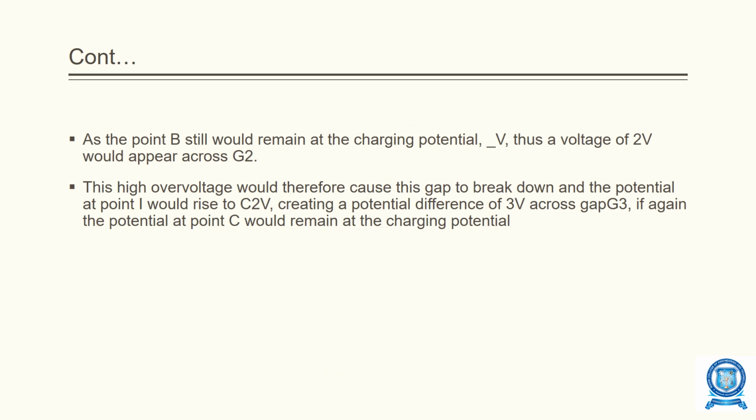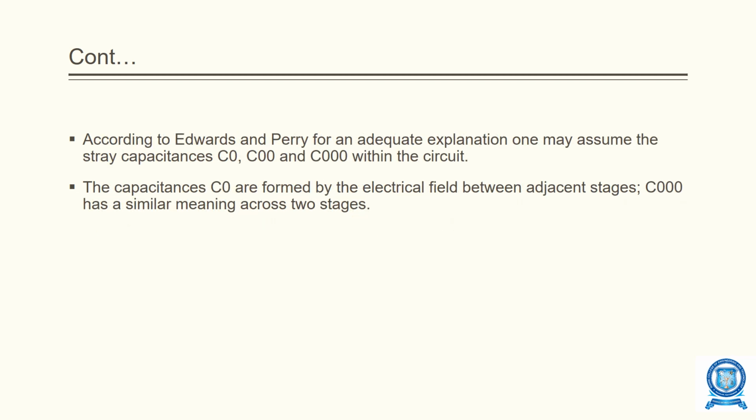As point B still has the remaining charge potential of V, the voltage of 2V would appear across G2. This high voltage would therefore cause this gap to break down, and the potential at the point I would rise to 2V, creating a potential difference of 3V across gap 3. So with each increasing stage, the voltage will also increase. So according to this, based on the size of capacitance and the resistor we use, we can improve it.